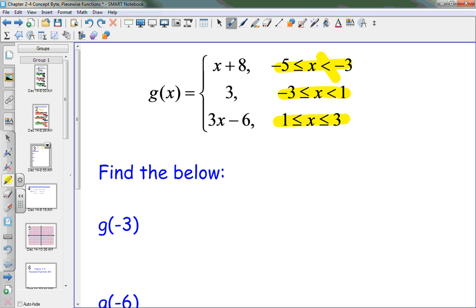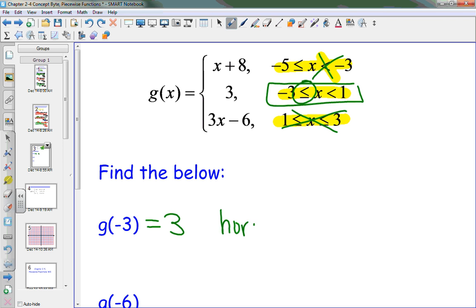It cannot be this one because it's not equal to it. So it can't be that one. Does it fall between negative 3 and 1 on this one? Yes, because it can be equal to it. Does it fall between 1 and 3? Well, no, it's not in that region, so the one I'm actually using is going to be 3. Well, that's a horizontal line. That means it doesn't matter what value I plug in, the outcome will always be 3. So I have the ordered pair negative 3, 3. There's nothing to plug in there.